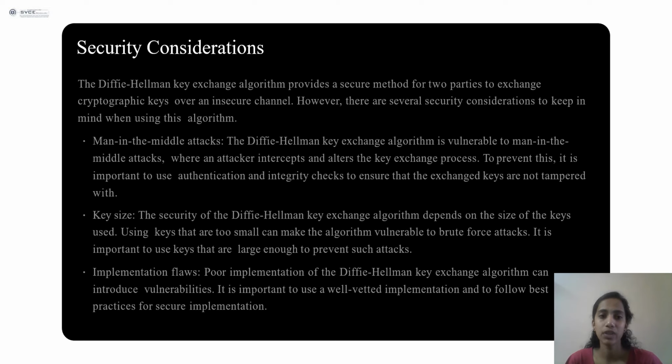are not tampered with. The second point is key size. The security of the Diffie-Hellman key exchange algorithm depends on the size of the keys used. Using keys that are too small can make the algorithm vulnerable to brute force attacks. It is important to use keys that are large enough to prevent such attacks. Implementation flaws: poor implementation of this algorithm can introduce vulnerabilities. It is important to use a well-vetted implementation and to follow best practices for secure implementation.